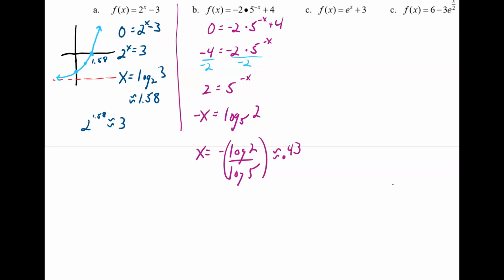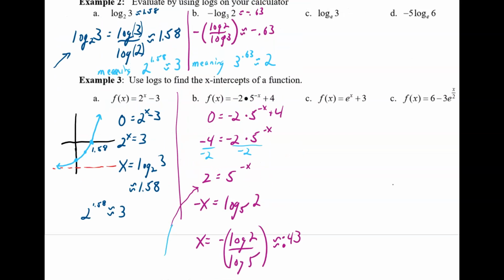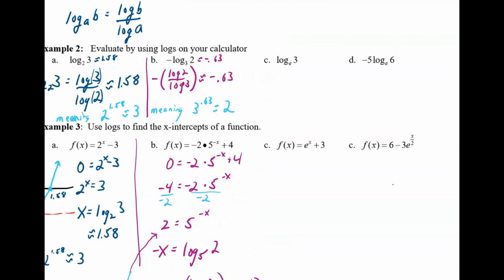It also tells us that if we look, let's say right here, the meaning of this as far as exponentials would be that 5 to the negative 0.43, oh sorry, this is negative 0.43 right here, this is a negative, and so 5 to the opposite of a negative 0.43, which is 5 to the 0.43, is approximately equal to 2. Okay?